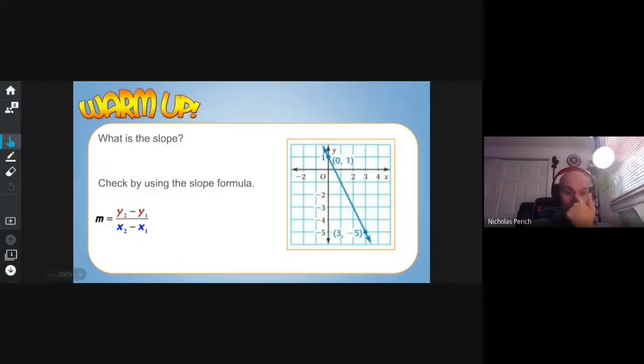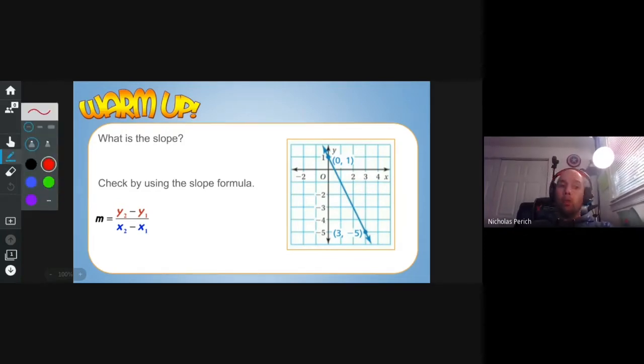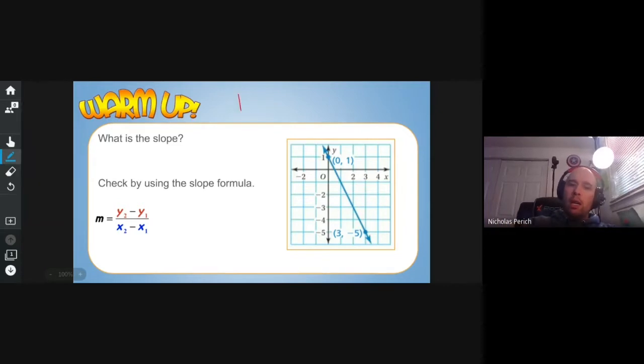More slope formula. What is the slope? Well, there's two ways that you could do the slope. You could look at the graph and do rise over run. Remember, slope is rise over run.